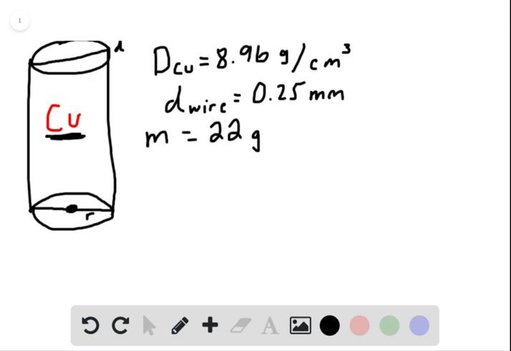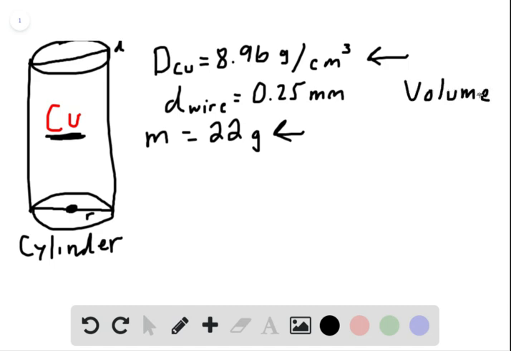So the way that I would approach this problem is I would treat the wire as one long cylinder. And if that is the case, so we treat the wire as a cylinder, then given the density and mass, we're able to get volume out of that, right? And they're asking what the length of the wire is.